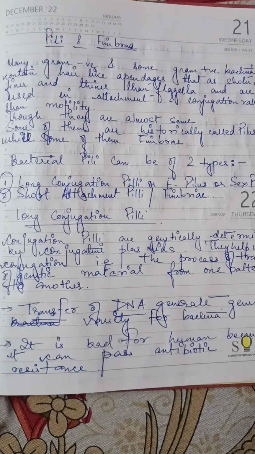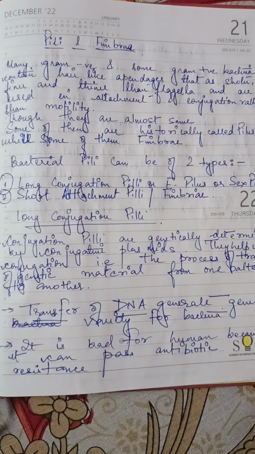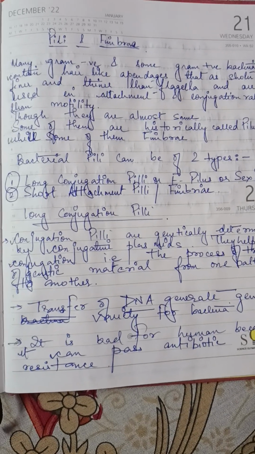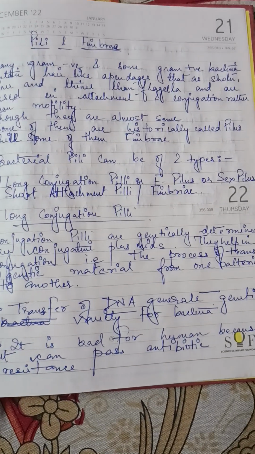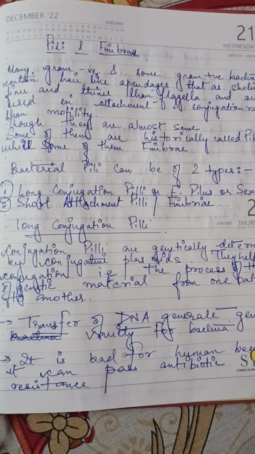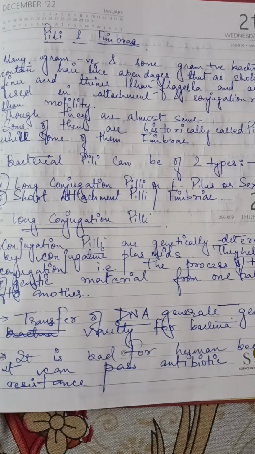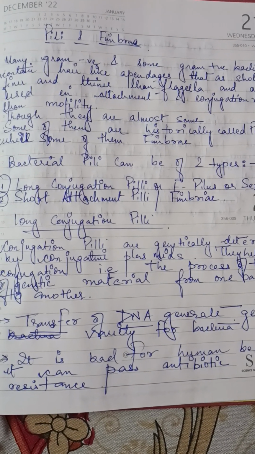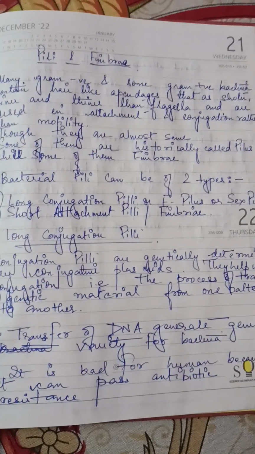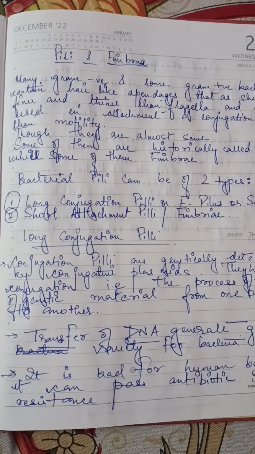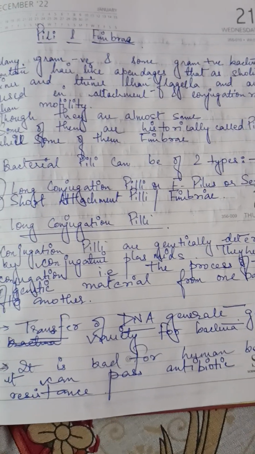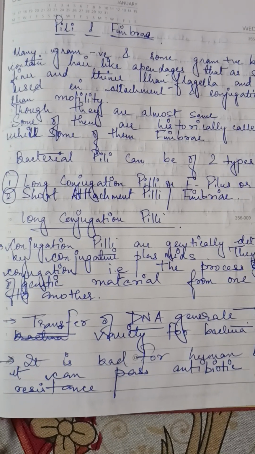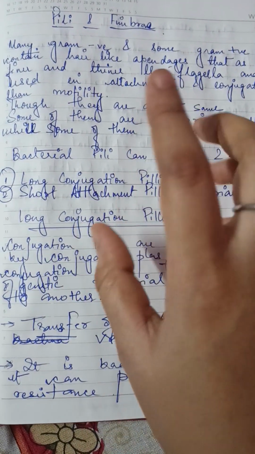Many gram negative and some gram positive bacteria contain hair like appendages that are shorter, finer, and thinner than flagella, and are used in attachment and conjugation rather than motility. They are not used in movement like flagella, but used to attach.